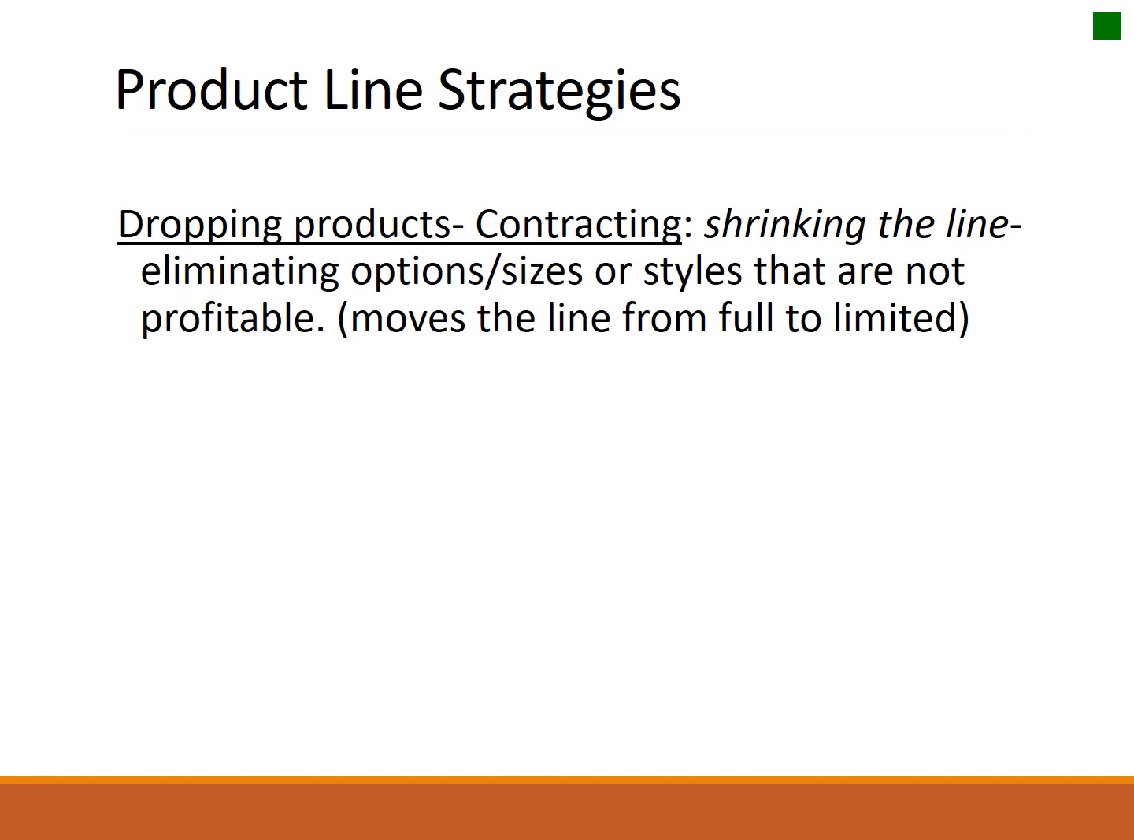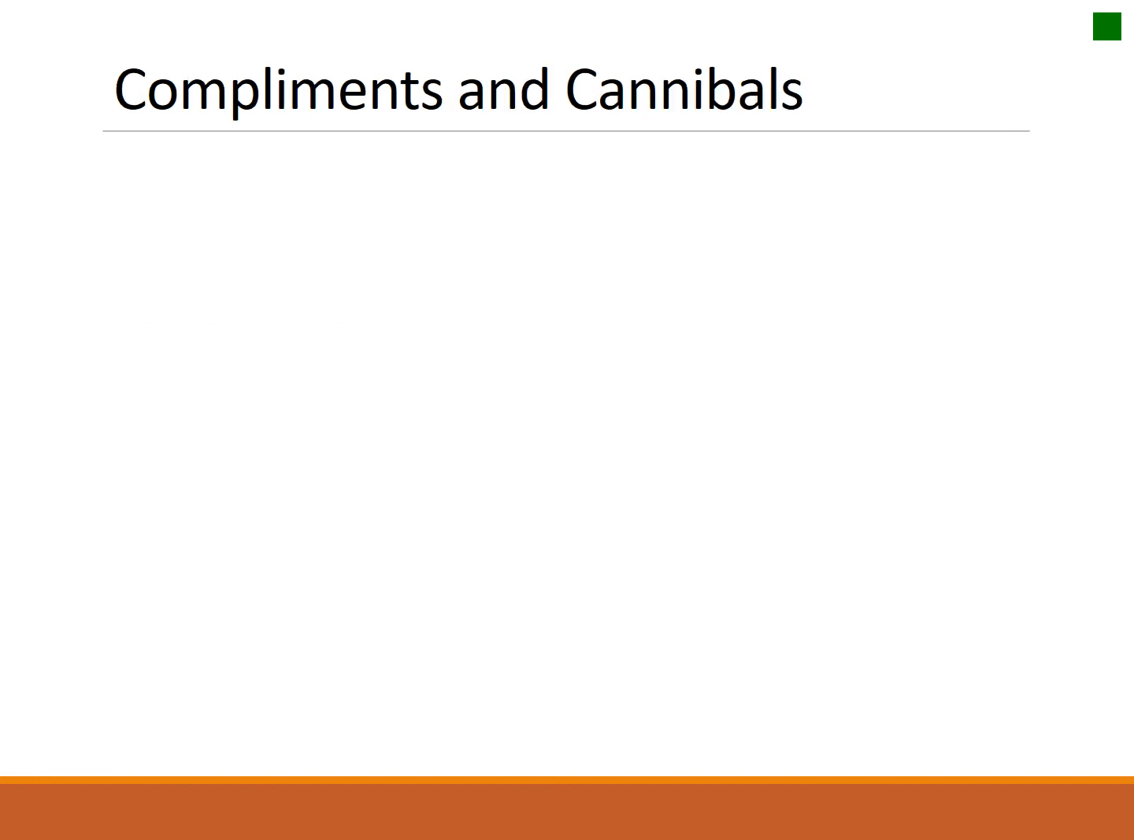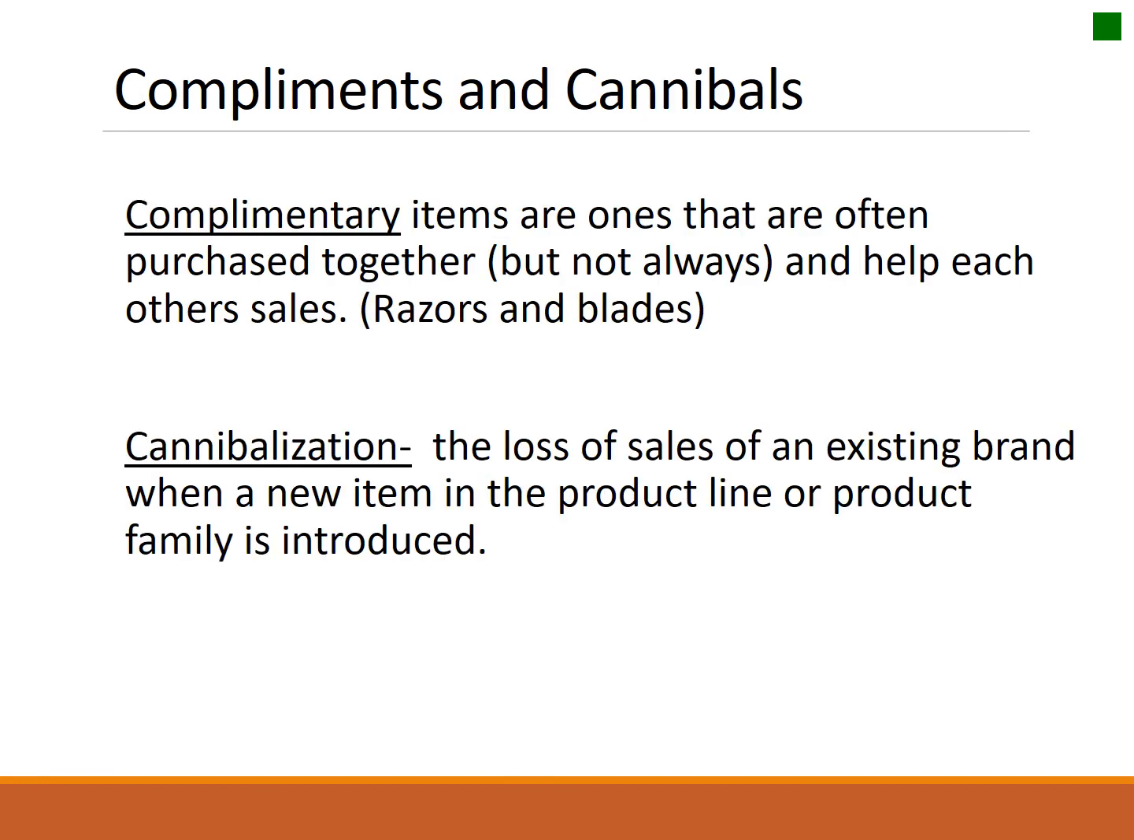Other concepts that we think about deal with complementary and cannibalistic types of products. When we look at complementary products, we're looking at products that are typically sold together. Sometimes we'll see this within a product line where we have two products that would naturally be sold together. That makes sense that we do that.